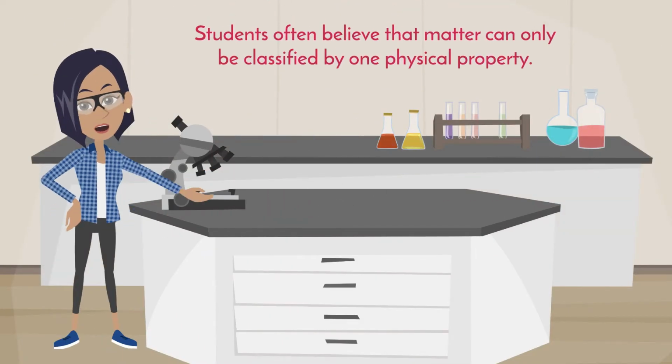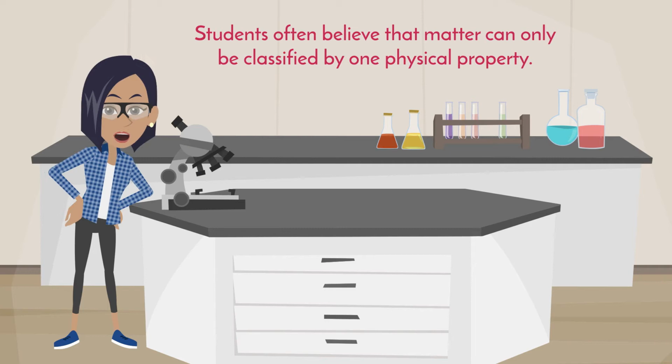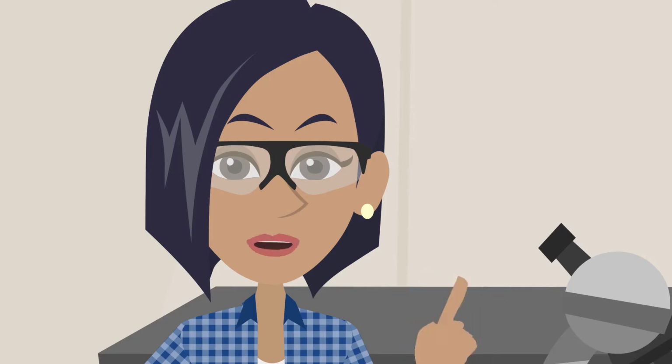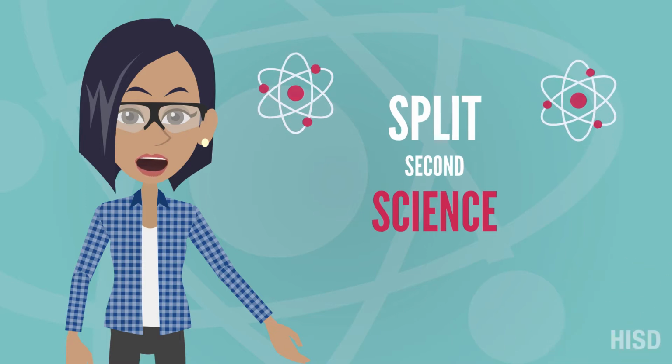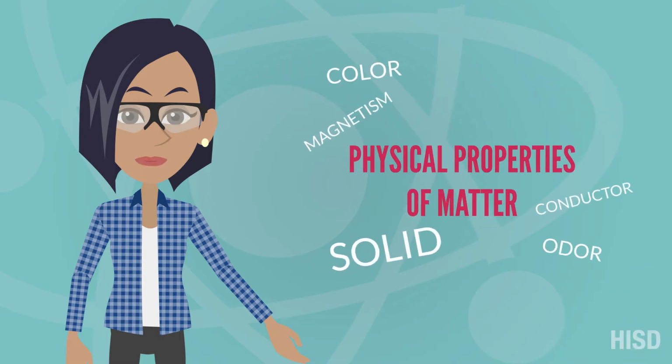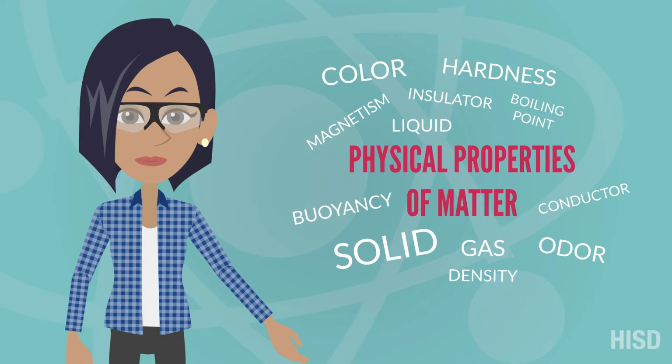Students often believe that matter can only be classified by one physical property, but that's just not true. Welcome to Split Second Science. In this video, we will discover how matter can be classified based on multiple physical properties.